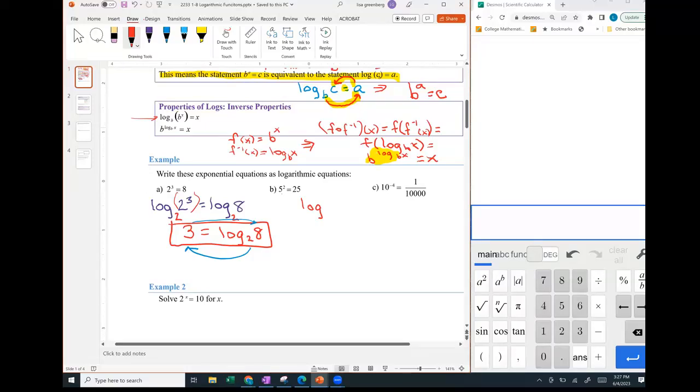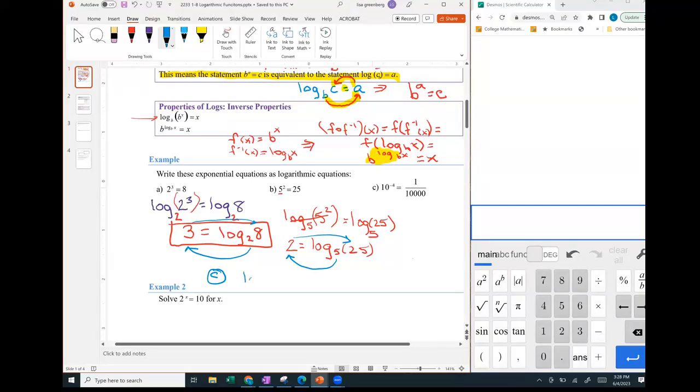So since I have a base of 5, I'm going to make the log base 5. Okay? And if we do it to one side, we have to do it to both sides. These cancel, and I end up with 2 equals the log base 5 of 25. And again, 5 squared equals 25, just like we said.